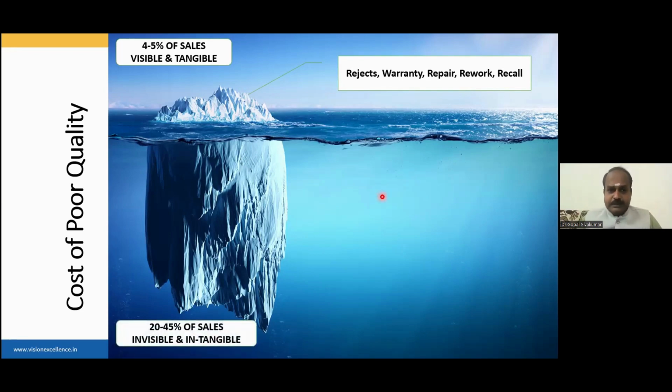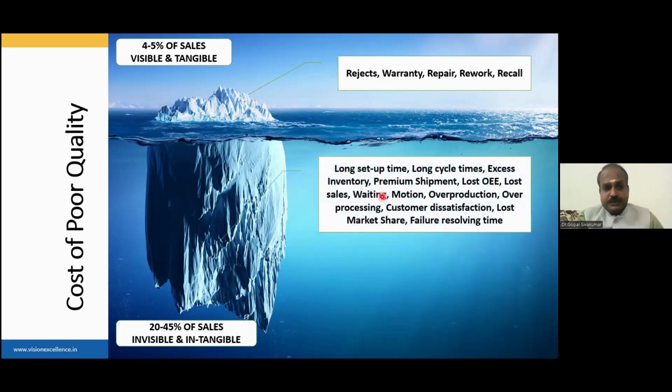And let me highlight some of the invisible failures. There are many. I'm only showing a partial list of invisible failures. Generally, people don't think of these things as failure. For example, longer setup time. Any setup of the machine, if you consume more than 10 minutes, that should be considered a failure. I do not know how many of you will agree with me. Any setup, if you take more than 10 minutes, that activity should be considered a wasteful activity. Lean is teaching that way. The lean philosophy is that.